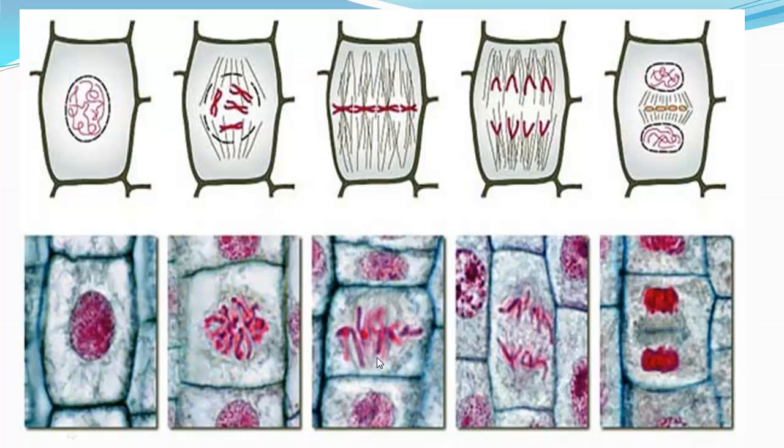Then we can see the chromosomes lined up along the equator of the cell, so that's got to be metaphase. In this next stage, you can see the spindle fibers pulling the chromatids apart. These ones going to one side of the cell, and these going to the other side of the cell. So that must be anaphase. And then lastly, we can see the chromosomes unwinding, the nuclear membrane reforming around those chromosomes, and a cell plate forming down the middle. So this stage must be telophase.